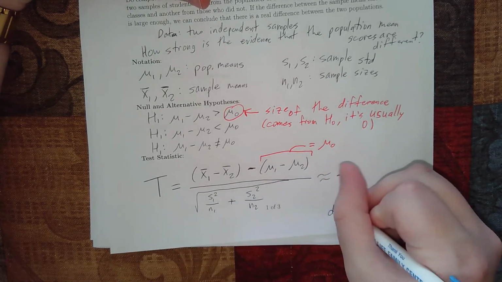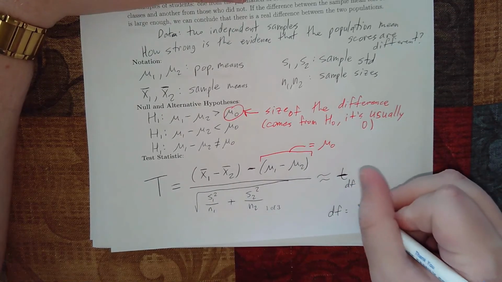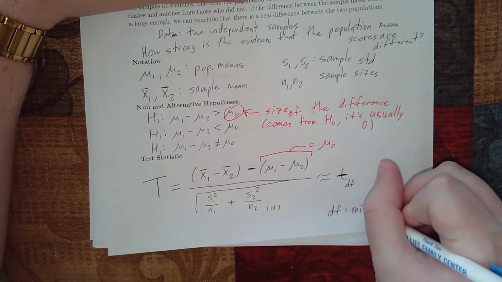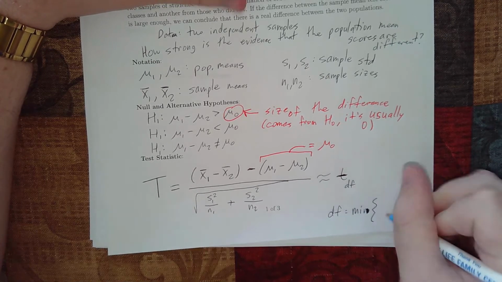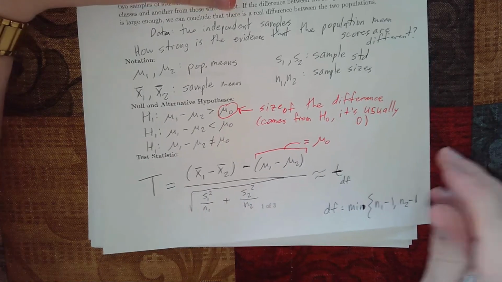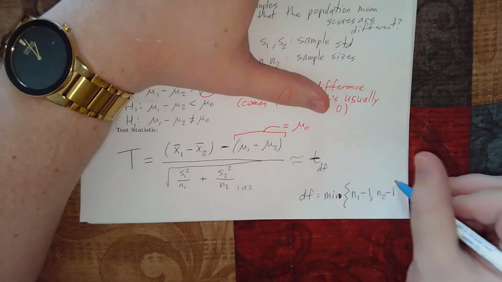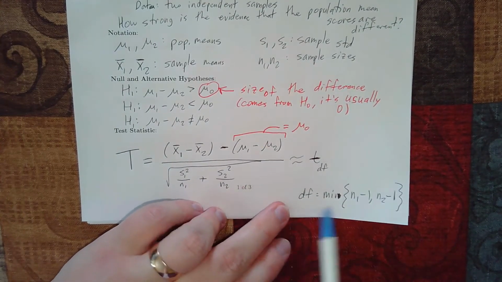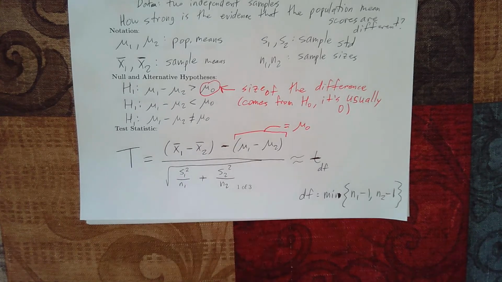So this degrees of freedom is going to be equal to the smaller of n1 minus 1 and n2 minus 1. So whichever is the smaller of those is going to be our sample size. Normally for a t-distribution, we're looking at the sample size minus 1, and so we're going to pick the smallest of those to be our degrees of freedom.